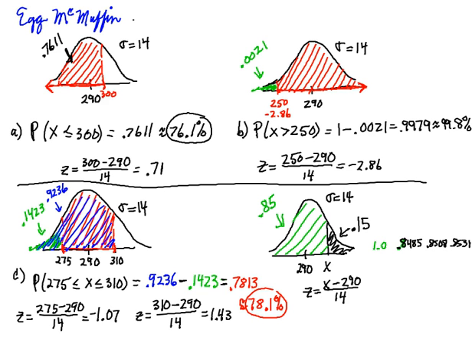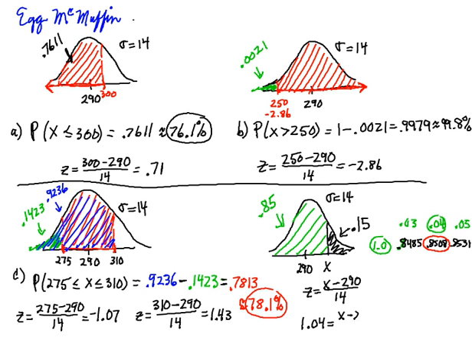Now, 0.85 is somewhere in the middle of all that. So the closest one is really 0.8508. In other words, the columns are 0.03, 0.04, and 0.05. So the value that is closest to 0.85 is the 0.8508, and that is in row 1.0 and column 0.04. So my z-score has to be 1.04 for the x value.